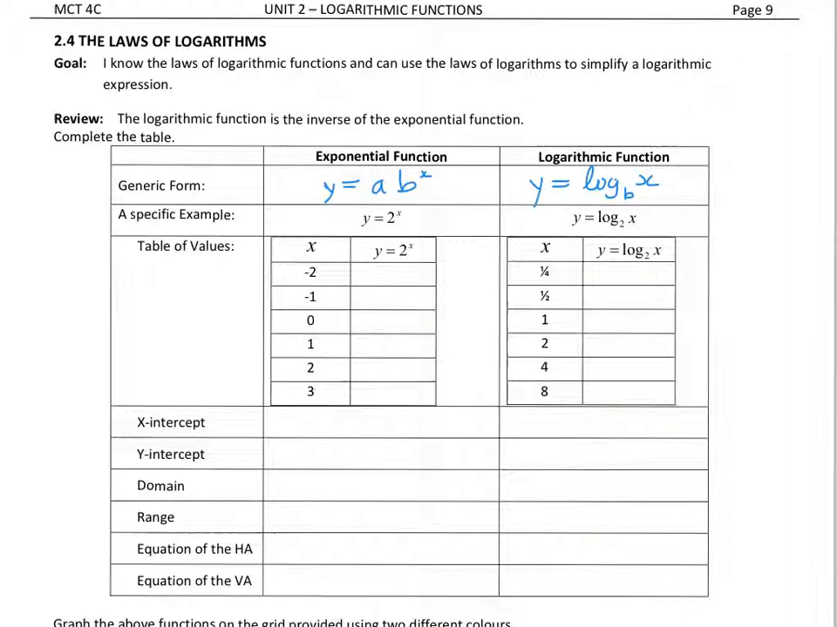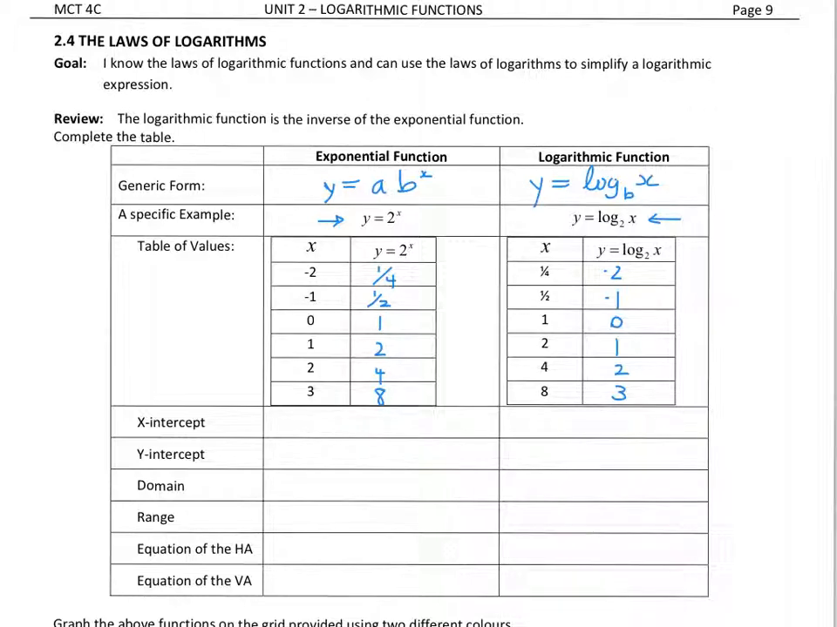All right, so we have a couple of specific examples here. y equals 2 to the x, and we've got y equals the log of x with a base of 2. So you can complete a table of values for those, knowing that one is the inverse of the other. So once you get your table of values for y equals 2 to the x, you can just switch the roles of x and y, and that will give you the inverse of that. Okay, so your chart should look like the ones that I have here.